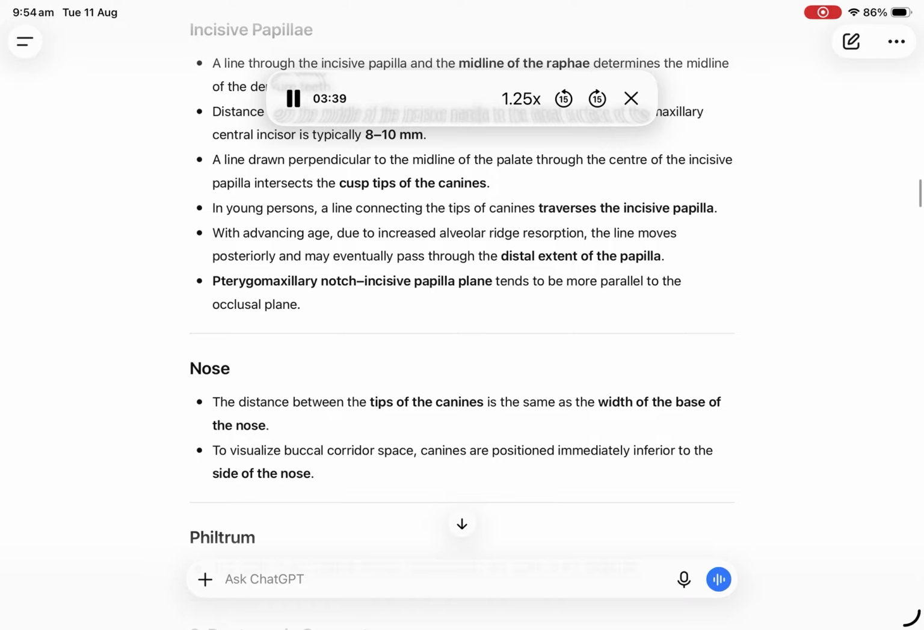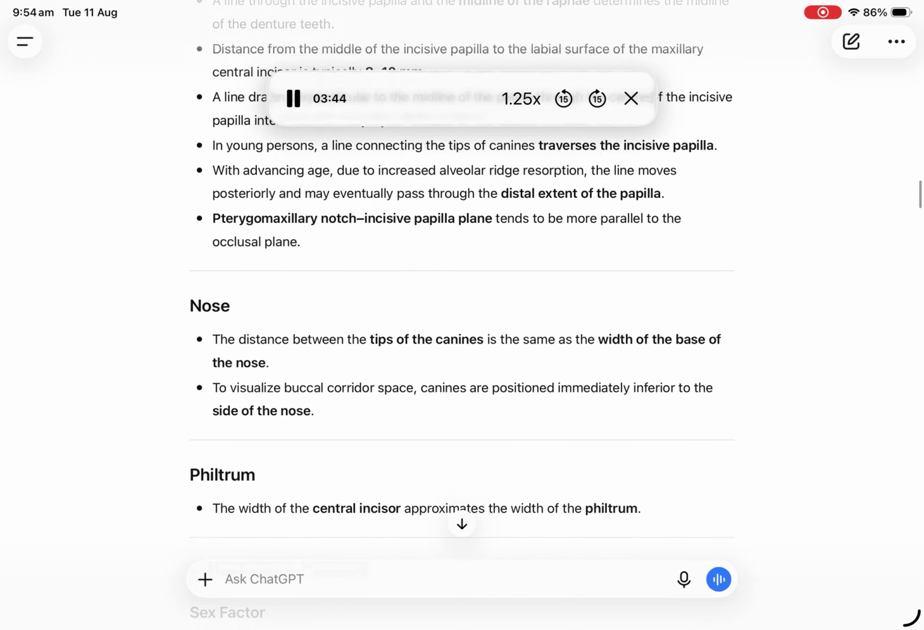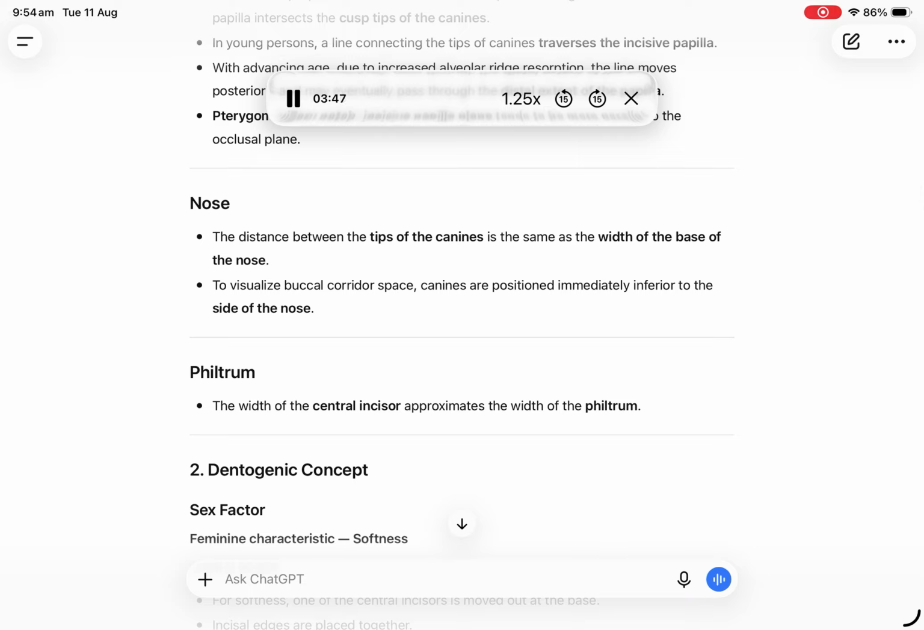Pterygomaxillary notch, incisive papilla plane tends to be more parallel to the occlusal plane. Nose. The distance between the tips of the canines is the same as the width of the base of the nose. To visualize buccal corridor space, canines are positioned immediately inferior to the side of the nose. Philtrum. The width of the central incisor approximates the width of the philtrum.